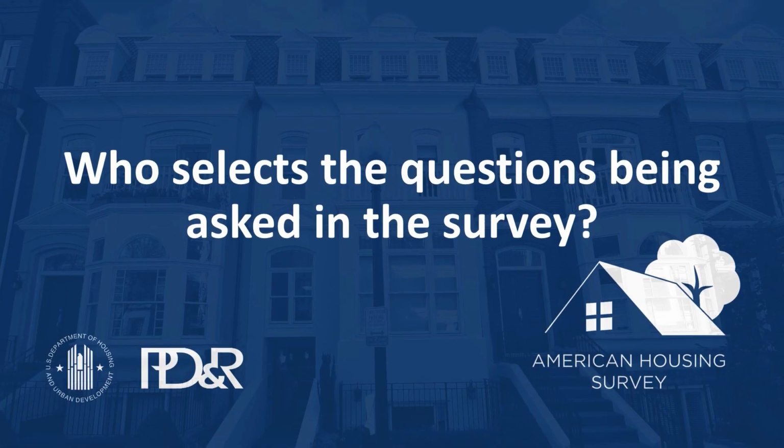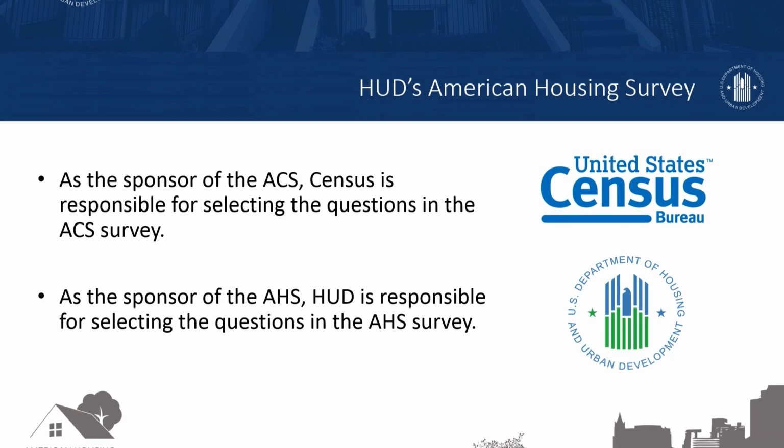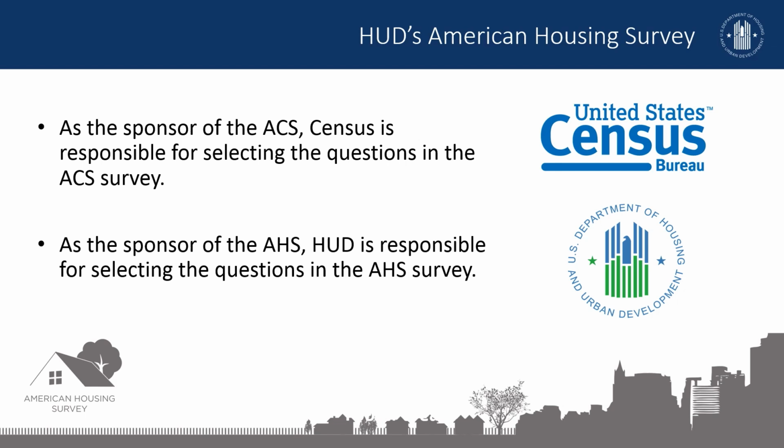Now, let's examine who selects the questions asked in each survey. Since ACS is sponsored by Census, they are responsible for selecting the questions in the survey. Generally speaking, the ACS questions change very little between surveys. Census is responsible for determining how much the questions in the survey will change. As the sponsor of the AHS, HUD is responsible for selecting the questions in this survey.